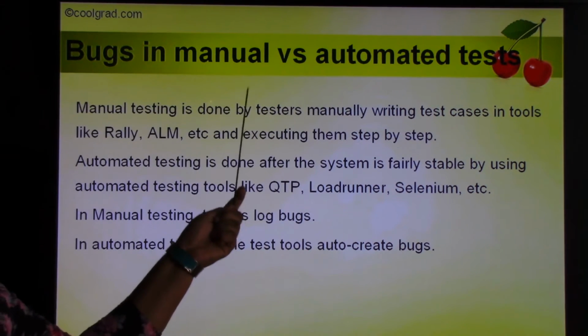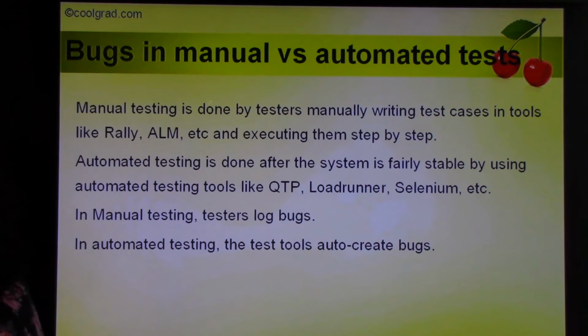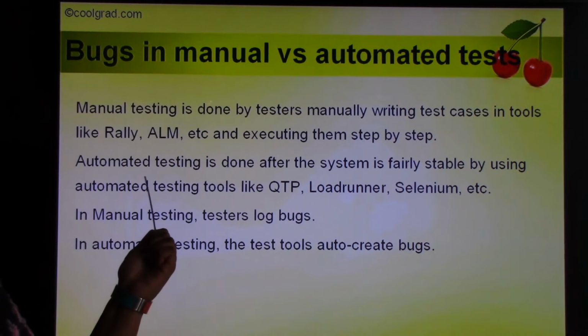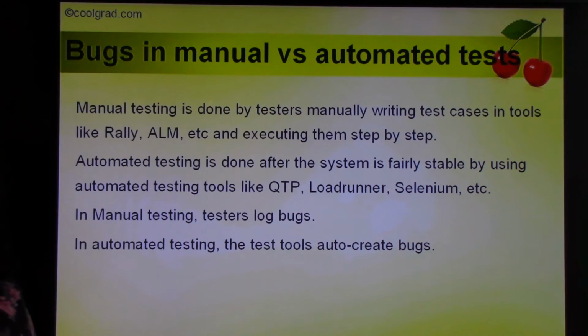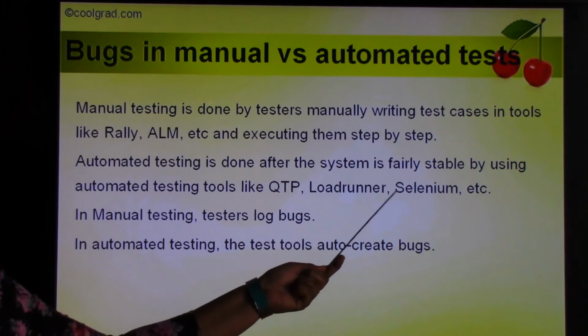So bugs in manual and automated tests. So manual testing is when a human being, a tester, is sitting and executing test cases step by step, or going through the application step by step and trying to see if something is not working fine. And then they log defects and get them fixed. That's manual testing. Automated testing is when we use software like QTP, that's Quick Test Pro, Load Runner, or Selenium.